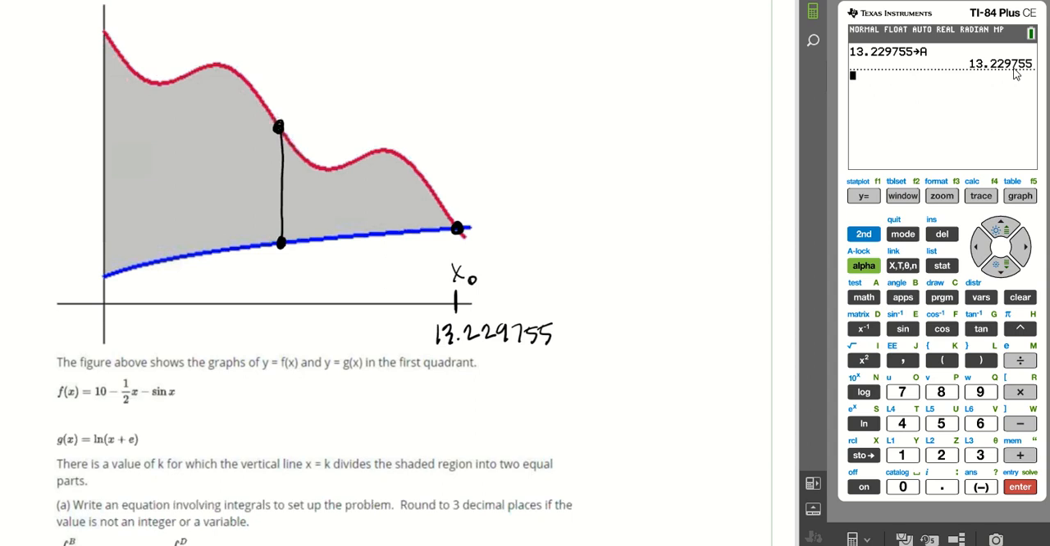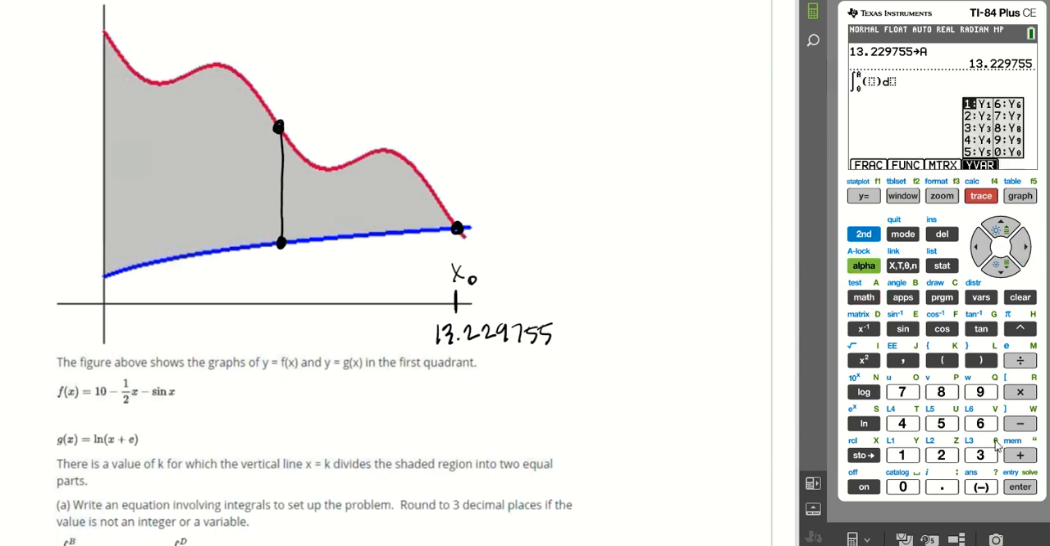Okay, so we're going to find this area. Our representative rectangle will be top minus bottom. It will be red minus blue, which I think is, yeah, it's f minus g. And so I'm going to integrate from x equals 0 up to x equals a.